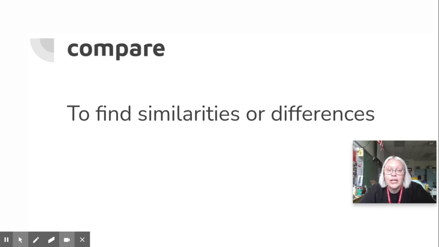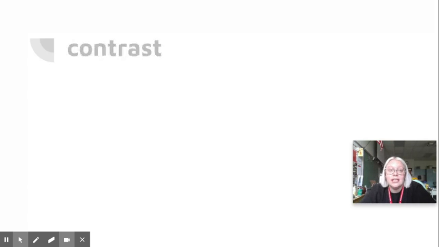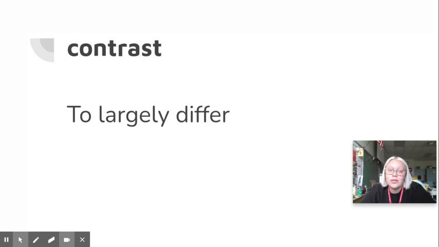So remember, when you compare something, you're finding the things that are similar about those two things, or you can note how they're different. And the word contrast means to largely differ. So if two things are very different, then they contrast. So remember, compare is when they're the same or when you're finding what's the same about them. And when things contrast, it means that they're very different.